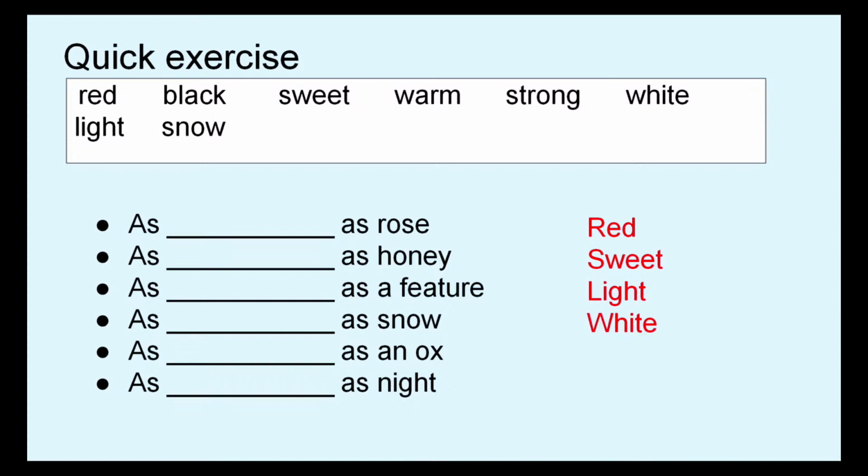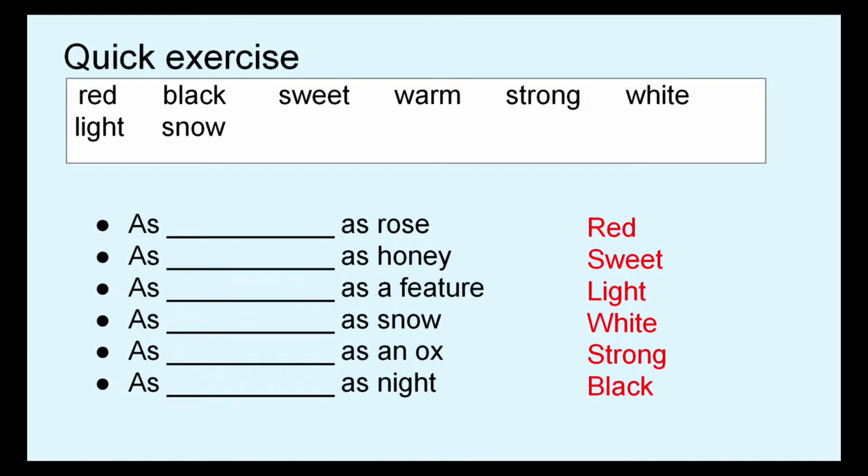Next, as dash as an ox. How does an ox appear? Very strong. So as strong as an ox. As dash as night. Generally at night, what do we see in abundance? We actually couldn't see anything, so it appears dark to us. With dark we can write black. Something which is very dark, we can say as black as night.